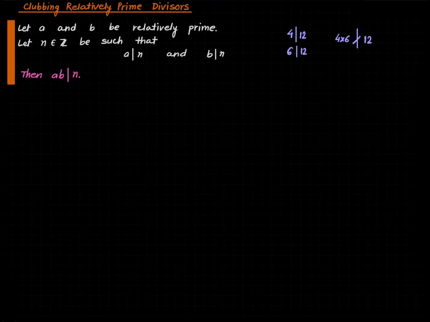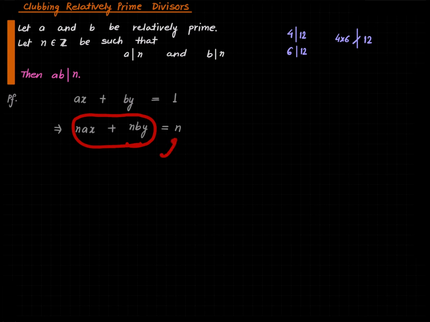Using Bezout's theorem, we will be able to give a very short proof. So here is the proof. a and b are relatively prime, so by Bezout's theorem, we can find integers x and y such that ax plus by is equal to 1. And what did we want to do? We want to show that n is divisible by a times b. So we multiply this equation by n on both sides and obtain this equation. And now we claim that the LHS is divisible by a times b, and consequently n will be divisible by a times b, which is our goal.